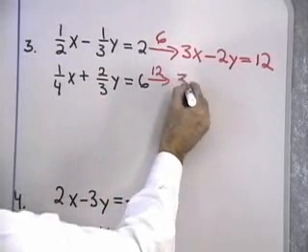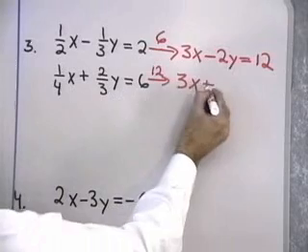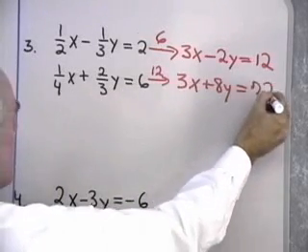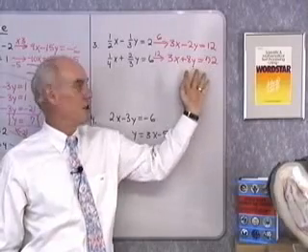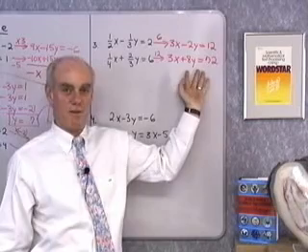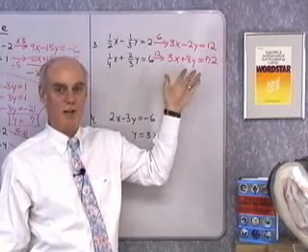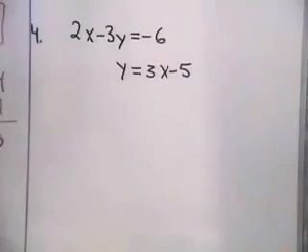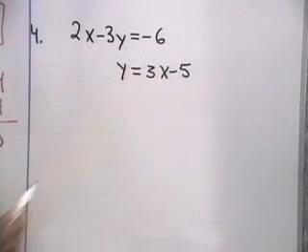12 times 1/4 x will be 3x. 12 times 2/3 will be 8y. And then 12 times 6 will be 72. Now, I'm not going to go any farther with this system of equations, but you can see now it's set up to solve like we've solved the previous two systems. So if you have a system that has fractions to begin with, you can eliminate the fractions with the multiplication property. Here's another example. The system consists of 2x minus 3y equal negative 6 and y equal 3x minus 5.